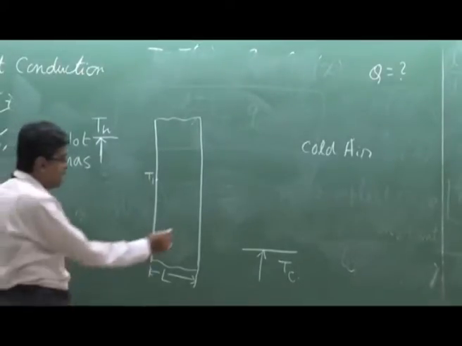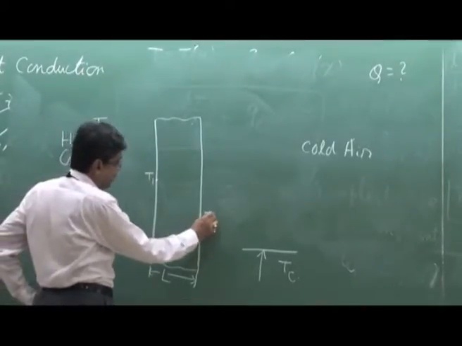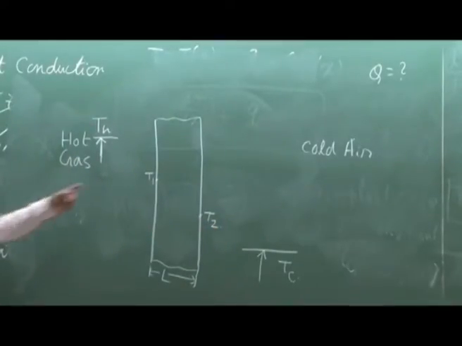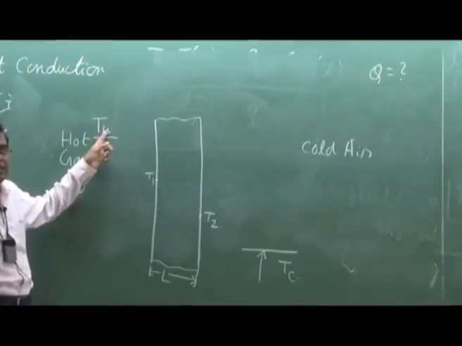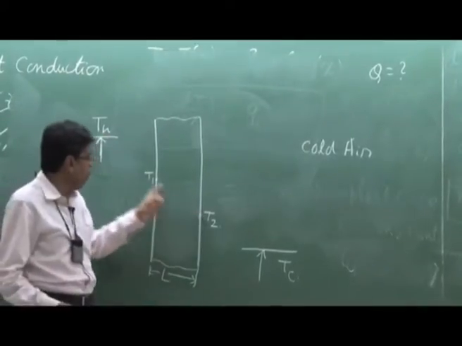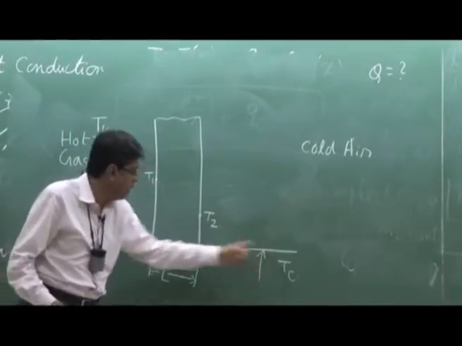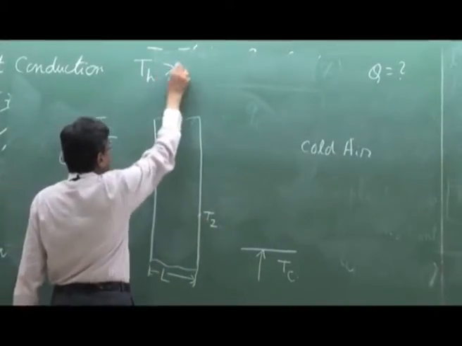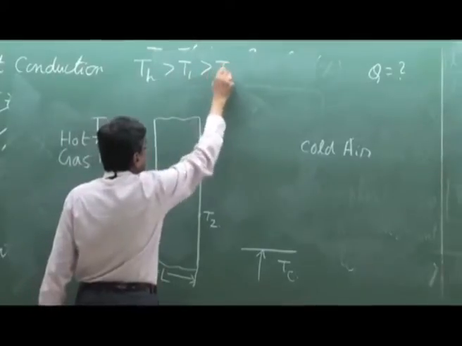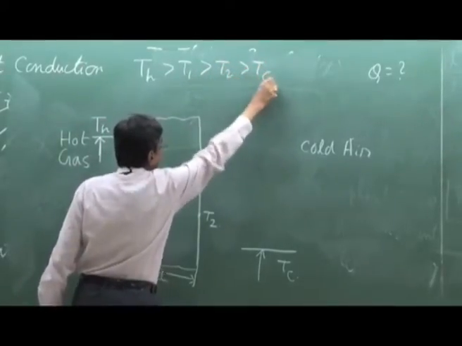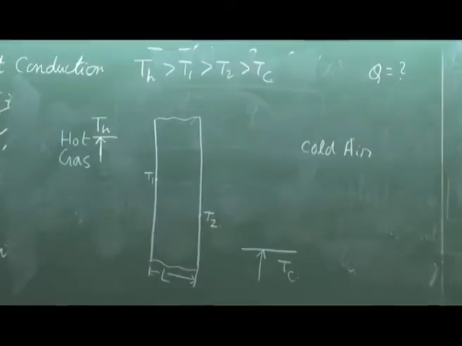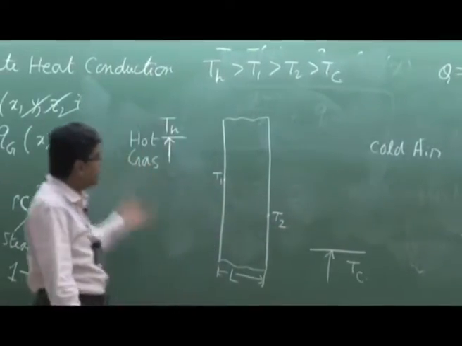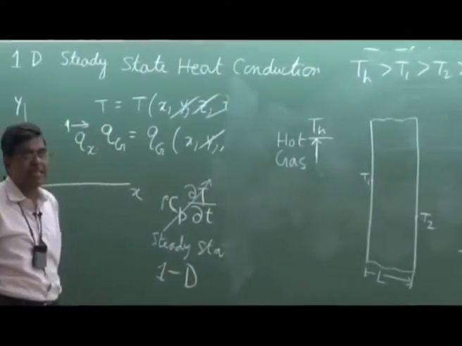this surface and T2 is the temperature at this surface, and just by our common sense we understand that this T1 will be lower than TH and T2 will be lower than T1 and TC will be lower than T2. That means TH is greater than T1, is greater than T2, greater than TC. But in this case, the problem is specified in terms of TH and TC. Now, what is the circumstances?